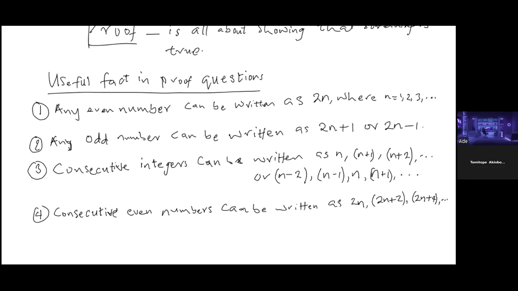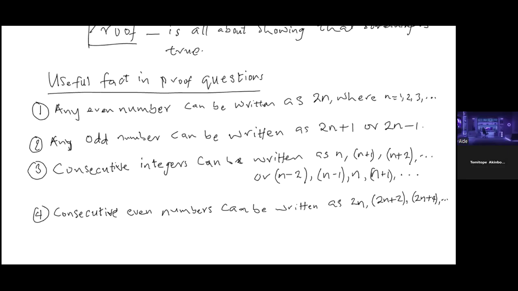So if n is 1, for instance, the first number is going to be 2, the second is going to be 4, the third is going to be 6. So you have 2, 4, 6, and it will follow that order. If n is 2, the first number will be 4, the second will be 6, and the third will be 8, and it will follow that order. Consecutive means one after the other. Is that clear? Yeah.